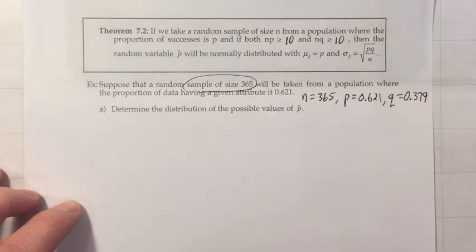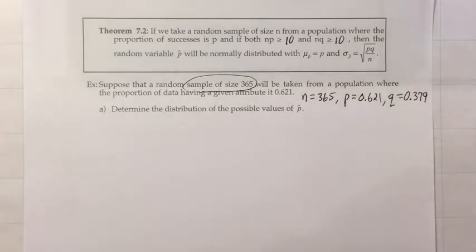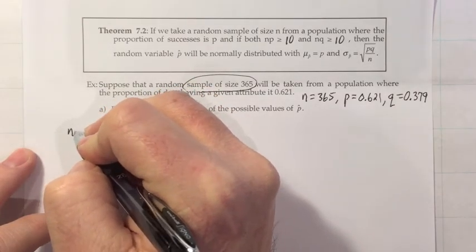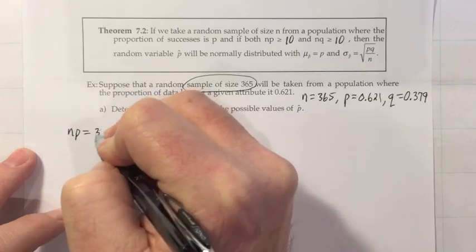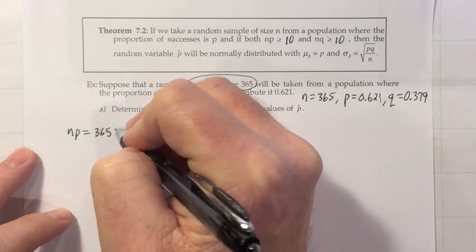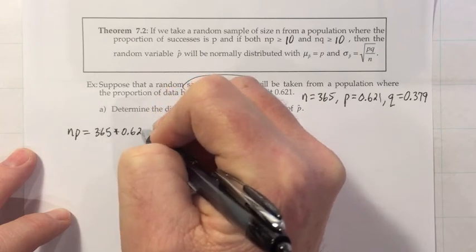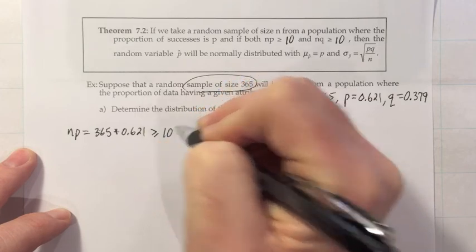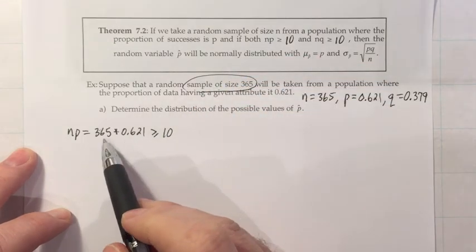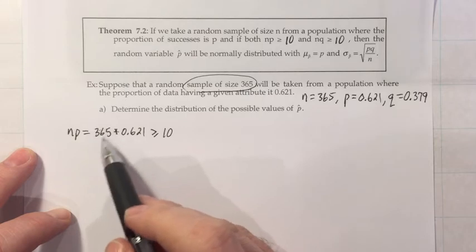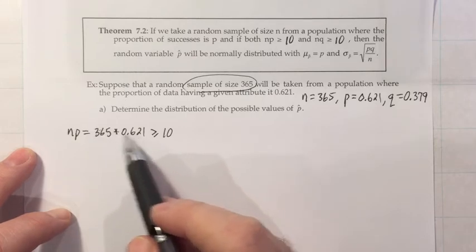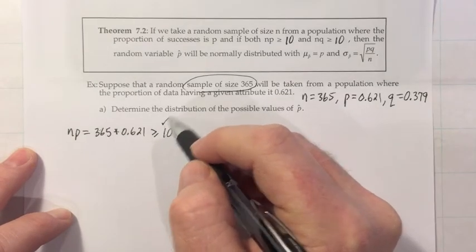So there's our n, p, and q. And now we want to check to see if np and nq are both at least 10. So just come over here and do that work on the side. So n times p is 365 times 0.621. A lot of times you can tell in your head that that's over 10. If we were to take 0.5 times 365, that'd be half of this, which would be 180 something. And that's over 10, so certainly when you multiply by something more than half of 365, that's definitely over 10.